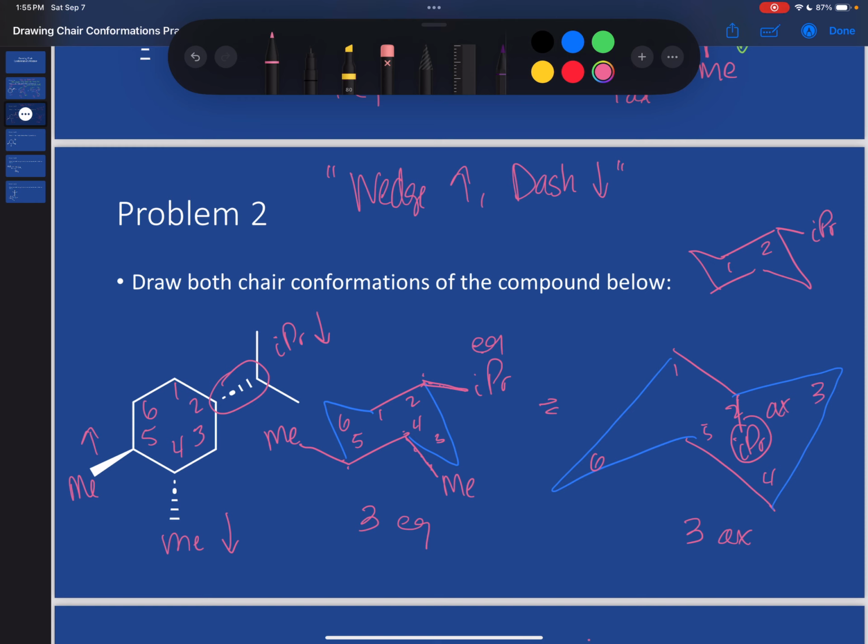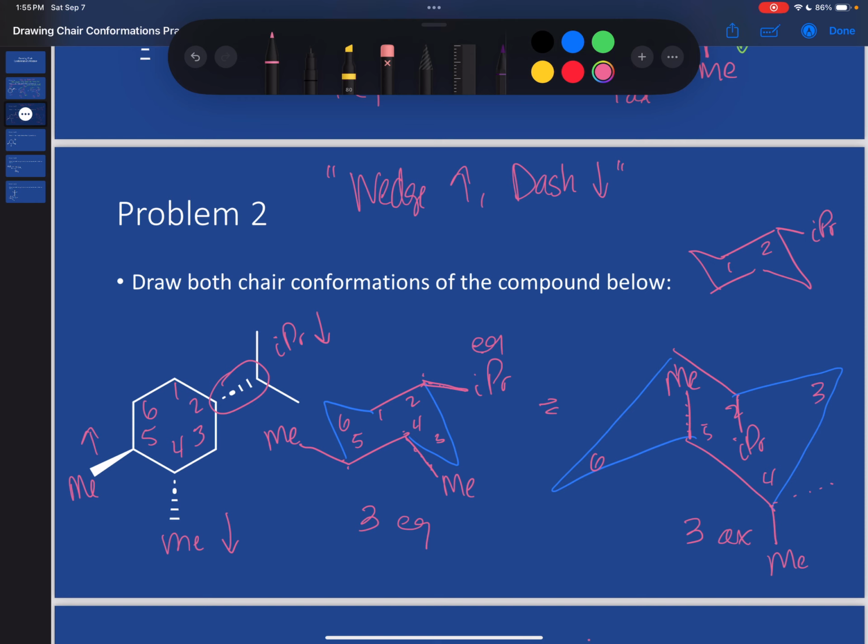All right, let's keep going, though. Let's finish the chair. So I have my first axial. I have nothing on 3, and then 4 should be down. Well, that is going to be the axial position because equatorial would go this way. And then I have something on 5. So axial would be up, and it's supposed to be up. Okay, so this should be up because it's on a wedge. All right, so there are my 3 axial positions. So there is the chair.